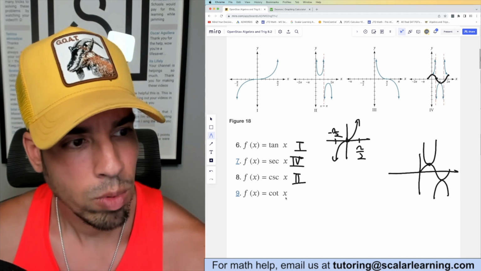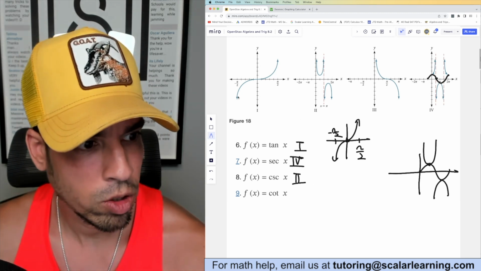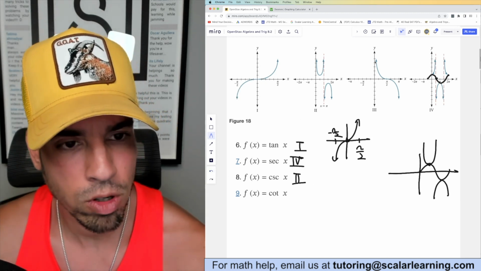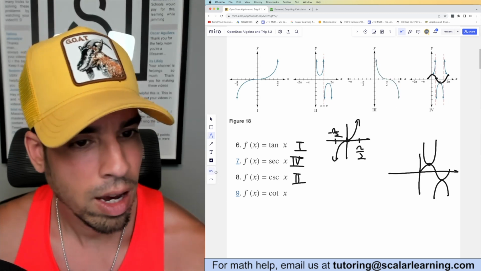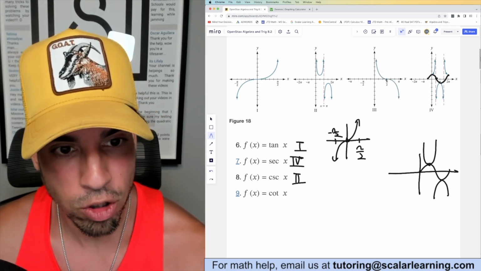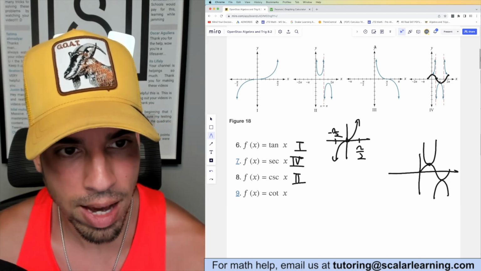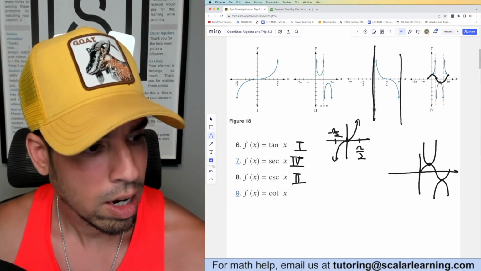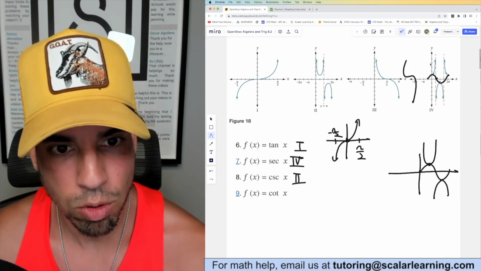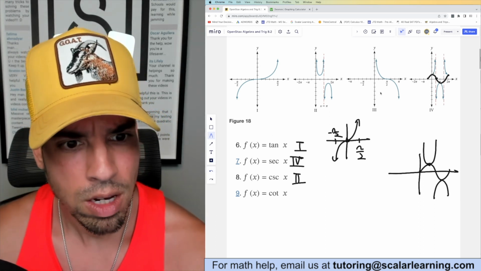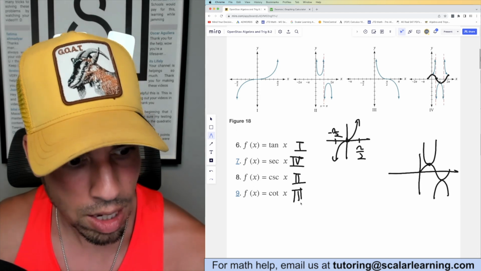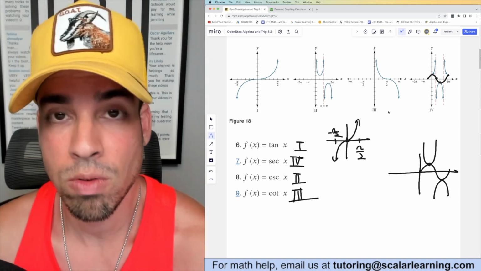Last but not least, we have cotangent, which looks very similar to tangent going up, except it's reversed like this, coming down, and it doesn't go through the origin, right? Here again, the period is pi, so you will actually have asymptotes here and here, and then that sort of repeats like boom, boom, etc. But anyways, 3 is cotangent. So that's how you do these 4. That's how you analyze them.